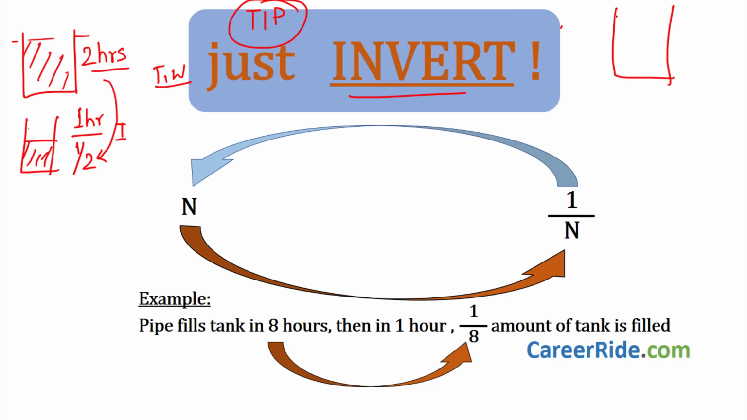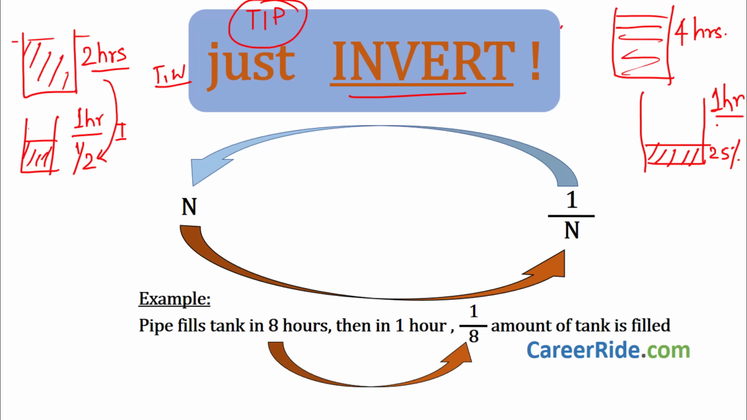Take another example on the right hand side. Say this tank gets completely filled in 4 hours. In 1 hour, how much of the tank gets filled? 4 hours, 100%. Then 2 hours, that is half of the time, 50%. Again 1 hour, 50% of that is 25%. So 25% of the tank gets filled in 1 hour. What is 25%? It is nothing but 1/4. We took this 4 and put it down over here. So we got 1/4. We just inverted.